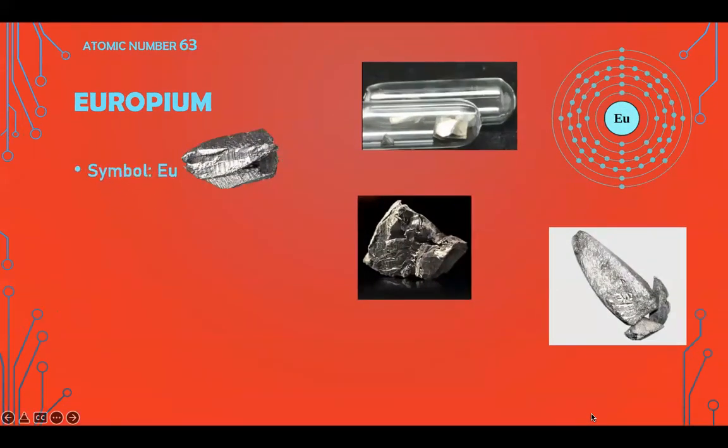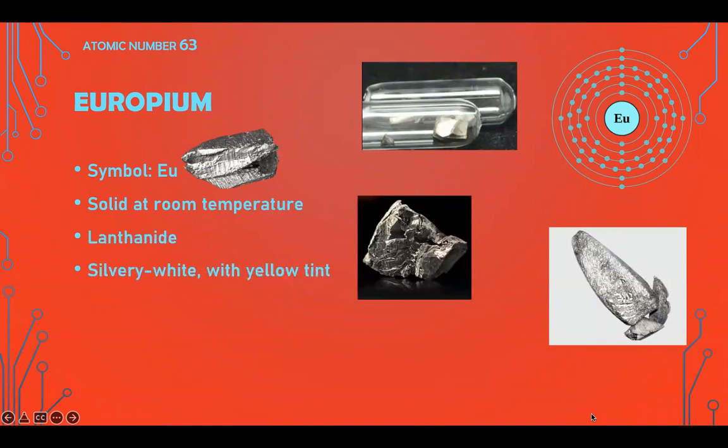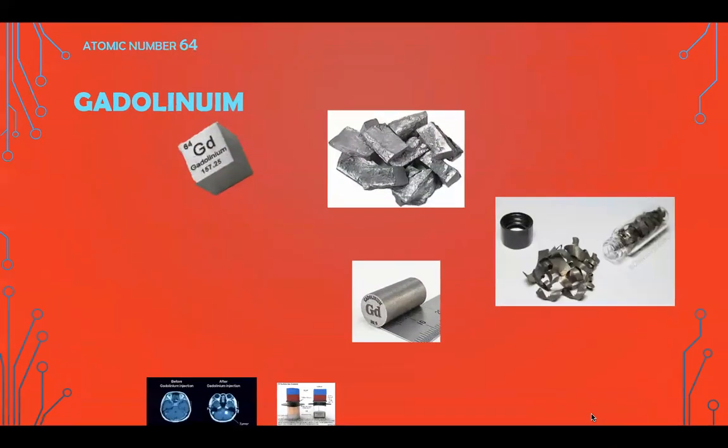Europium. Its symbol is Eu. And by the way, it's named after Europe. Europium is a solid at room temperature. It's a lanthanide. It is silvery white with a yellowish tint. Europium is the most reactive lanthanide, not the most reactive element, but the most reactive in the lanthanide series. Europium is currently used as a neutron absorber.